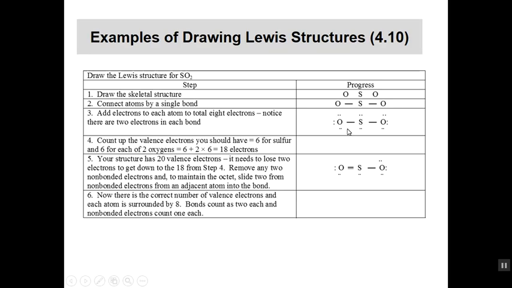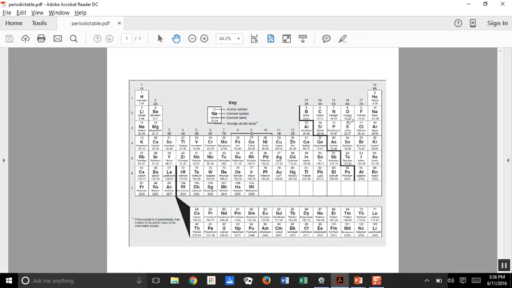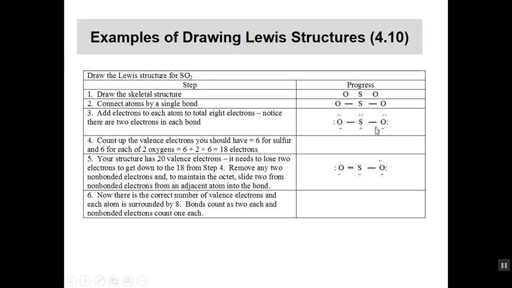And I come down here and fill in the octets. I put in 2, 4, 6 more around that oxygen. I put in 4 more around the sulfur, so he has 2, 4, 6, 8, too. And I put in 8 more over here, and I've got my octets. But again, I need to go back and check how many electrons I should have. Sulfur and oxygen, as it turns out, are both in group 16, so both have 6 valence electrons. So I go back into my structure again.